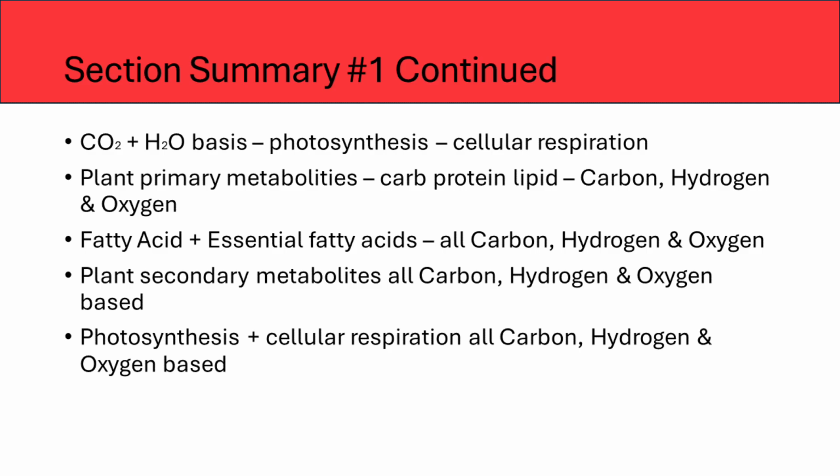The plant primary metabolites of carbohydrates, proteins, and lipids, fats and oils, are all carbon, hydrogen, and oxygen based. All of our fatty acids and essential fatty acids of omega-6 and omega-3 are all carbon, hydrogen, and oxygen based. Plant secondary metabolites of alkaloids, terpenoids, phenolics, and sulfonated amino acids are all carbon, hydrogen, and oxygen based. Photosynthesis and cellular respiration are both carbon, hydrogen, and oxygen based.